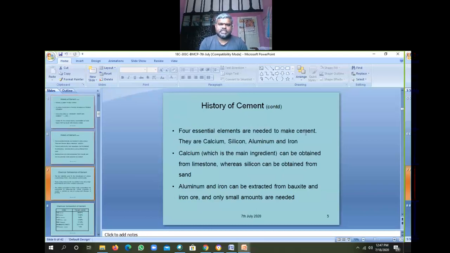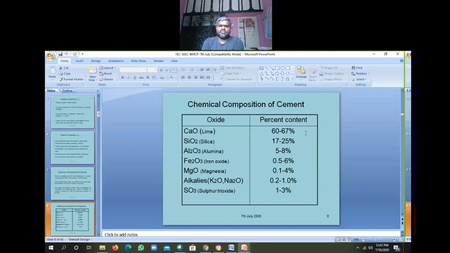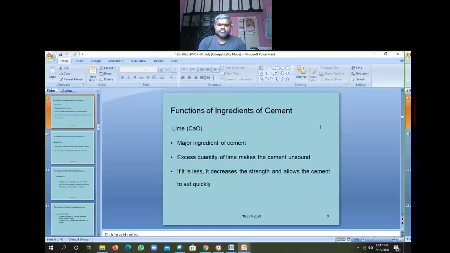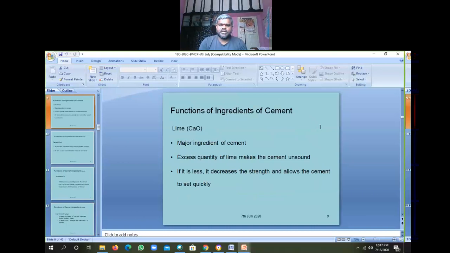The chemical composition of cement has main materials like calcium, lime, silica, aluminium, iron oxide, magnesium, alkalis, and sulfur dioxide. If you see the chemical composition chart of a cement, the major contribution is from lime, that is calcium, right? So the functions and ingredients of each ingredient also we can see like this.